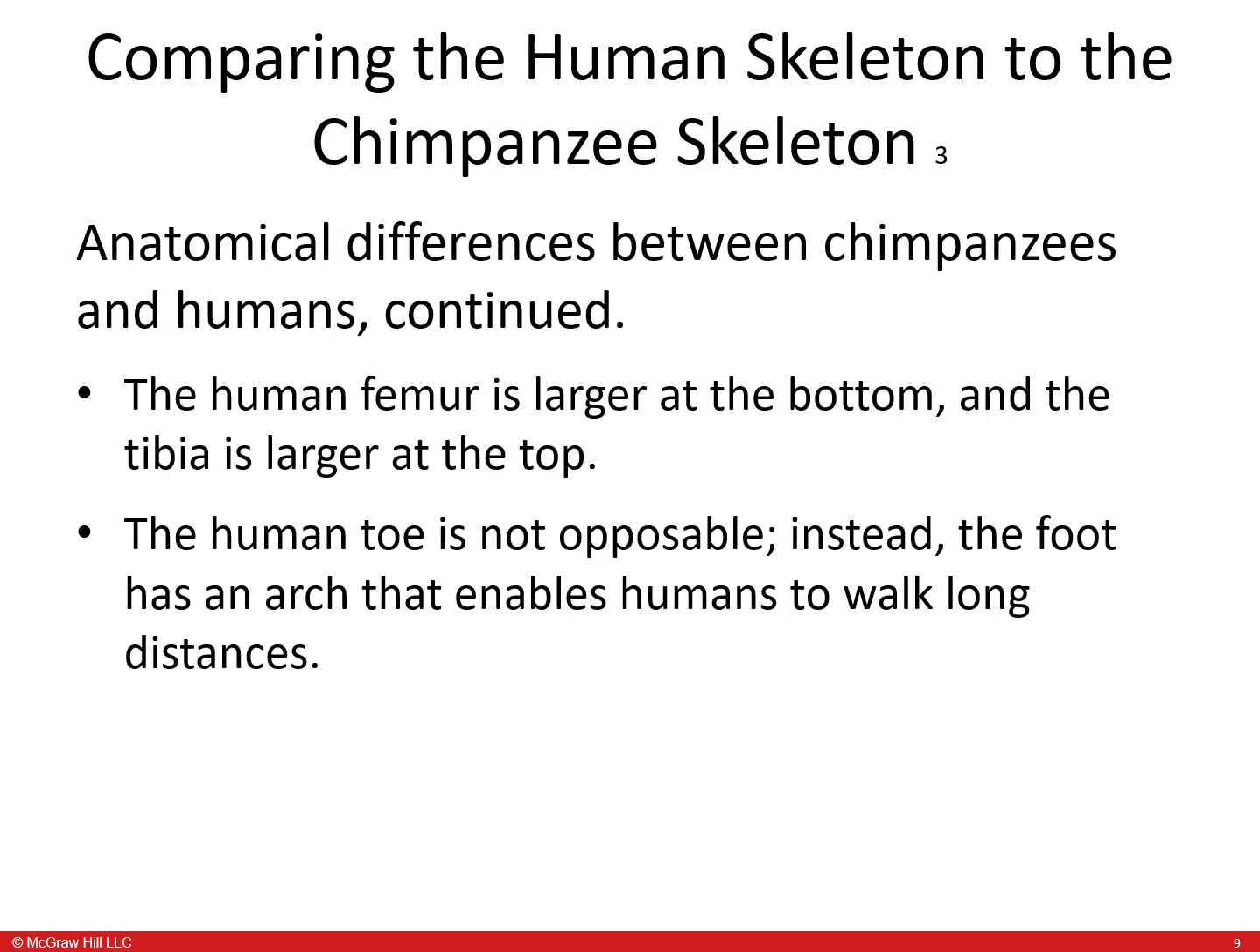The human femur is larger at the bottom, and the tibia is larger at the top. The human toe is not opposable. Instead, the foot has an arch that enables humans to walk long distances. So these are some of the differences between humans and our closest relative, the chimpanzee.